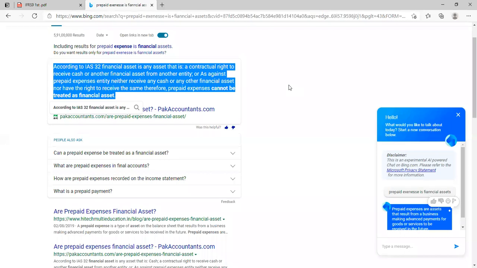Okay. So prepaid, these are some expense, yeah, prepaid expense, and same way. And second question, what about the outstanding expenses? Like our phone bill is due, but we have not paid. So is it a financial liability or not?